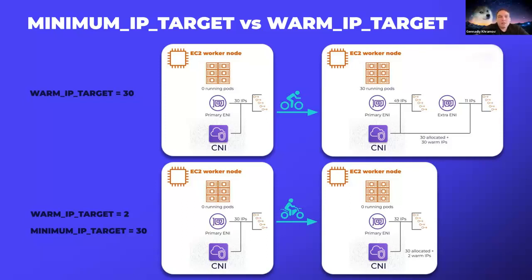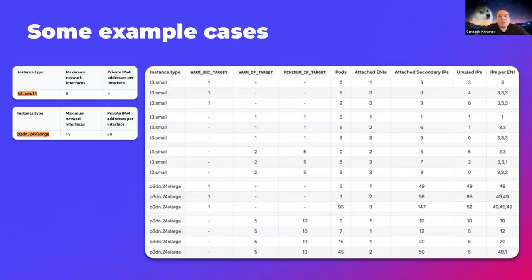So minimum IP target is used for pre-scaling, and warm IP target is normally used for dynamic scaling. It also improves reliability of the EKS cluster by reducing the number of calls necessary to allocate or deallocate private IPs, which may be throttled, especially during scaling-related times. And there is another example of parameters and how they work. If we set minimum IP target or warm IP target, the parameter warm ENI target will not be in use.